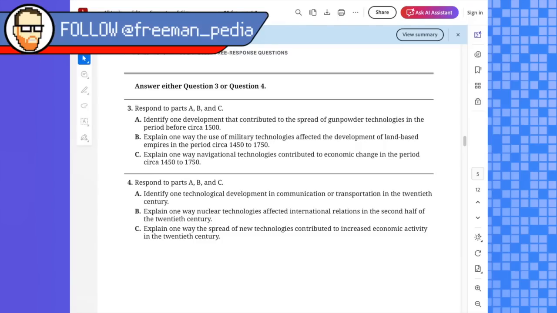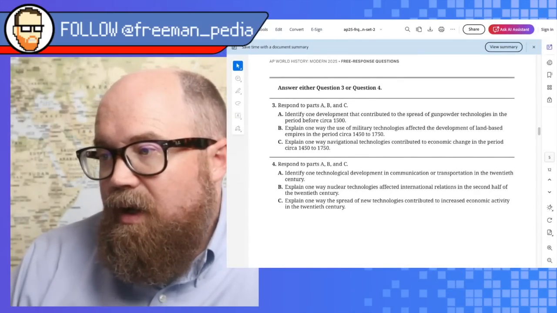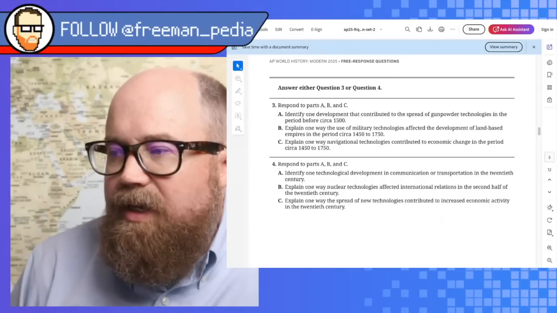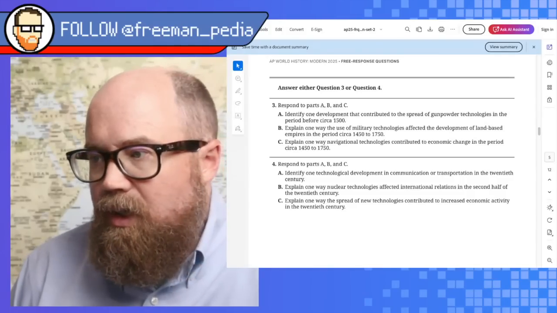I think I would have still gone coin toss. Either one. I don't hate either of these. I think they're both good. I'll run you through them real quick. Identify one development that contributed to the spread of gunpowder technologies. Oh, that's not a gunpowder empire. I think that's a trade route thing. So Mongols, how's that? Or the expansion of trade routes.